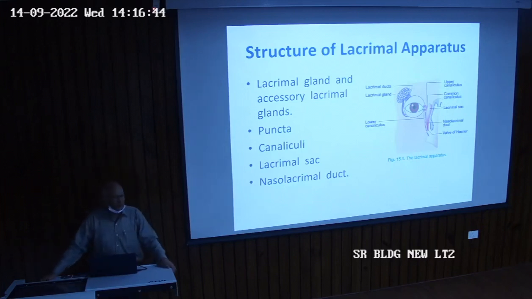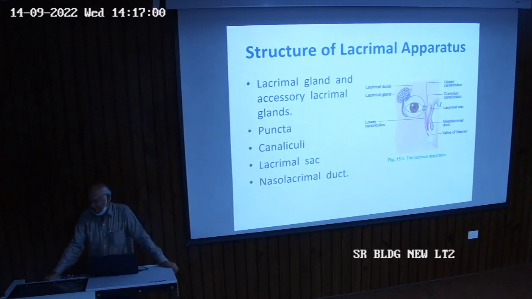So the picture shows lacrimal glands. This is situated in the lacrimal fossa, the frontal bone, the upper side. Do you know what is the function of the lacrimal gland? Anybody? Function of the lacrimal gland. Nobody knows? I am repeating. What is the function of lacrimal gland?